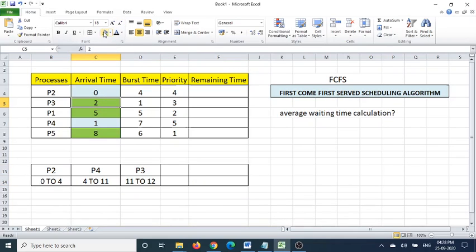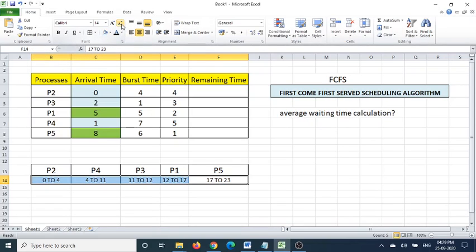Then P3 is also finished. I'll change the color to blue. These two are waiting, and P1 comes into the queue before P5, so I'm giving it to P1. P1 runs from 12 to 17, since the burst time is 5. Then P5 will get it. P5 will run for 6 time units, that is 17 to 23. So this is how the time units are laid out. You can say it's a Gantt chart. The chart is said to be a Gantt chart.